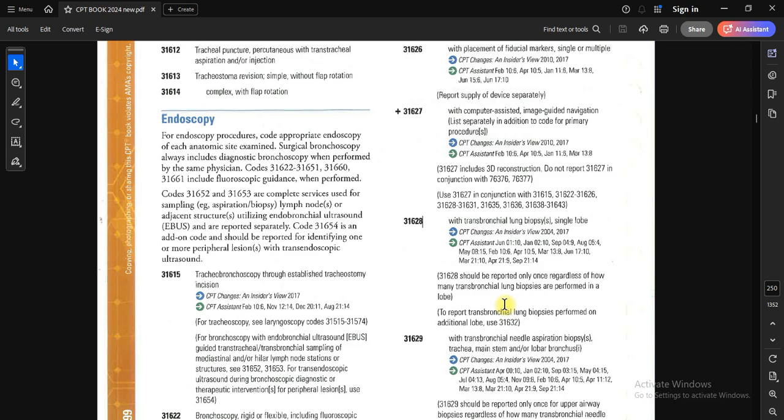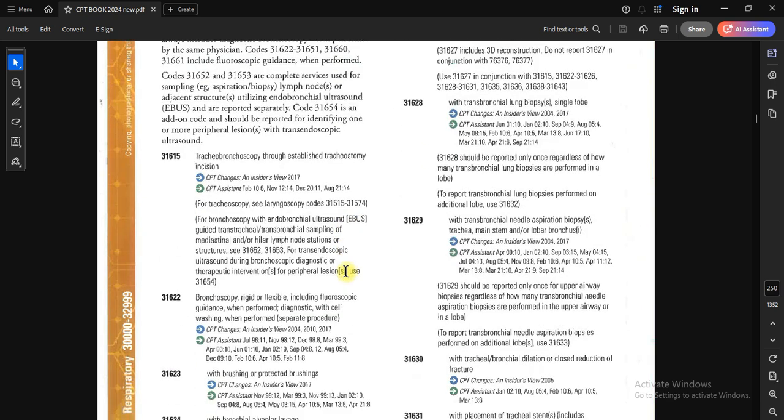We need a primary procedure. Perfect. As it is an add-on code, you can't code this code without a primary procedure. In any situation, you can't code an add-on code separately. You need to code it along with the primary procedure. So that is the guideline.